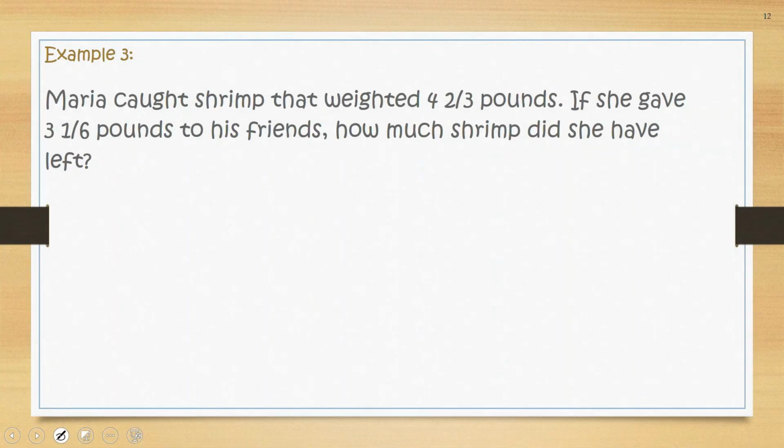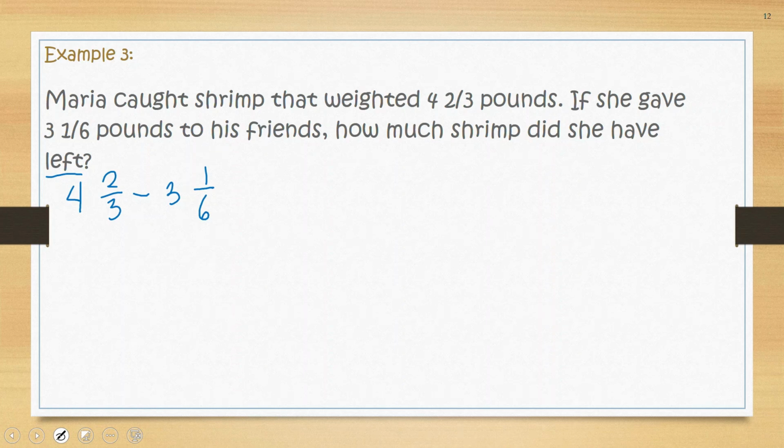Let's try the next example. Maria caught shrimp that weighed 4 2/3 pounds. If she gave 3 1/6 pounds to his friends, how much shrimp did she have left? So, yung keyword natin dito is left. So, 4 2/3 minus 3 1/6.